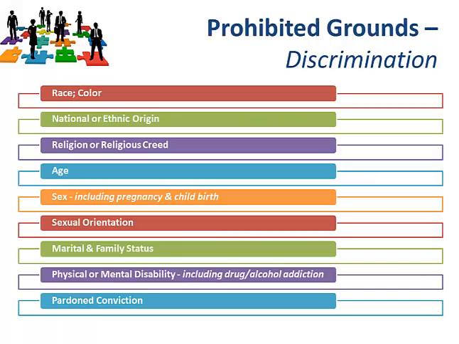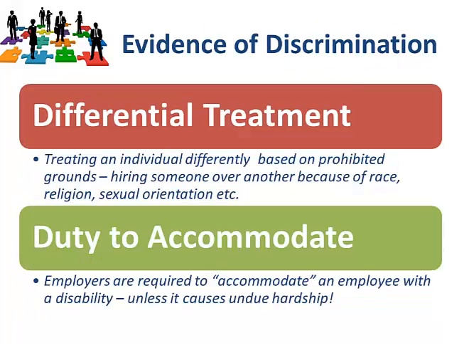It's important for you to know the different prohibitive grounds. Race and color, national or ethnic origin, religion or religious creed, age, sex, including pregnancy and childbirth, sexual orientation, marital and family status, physical or mental disabilities, including drug and alcohol addictions, and pardoned convictions are all prohibitive grounds for discrimination in Canada. Employers in Canada can't treat somebody differently based on any of the prohibitive grounds.